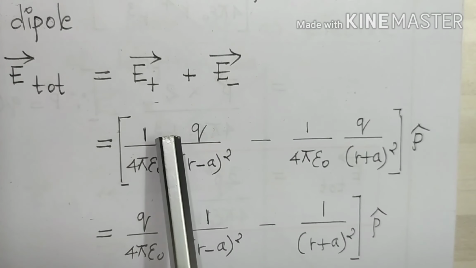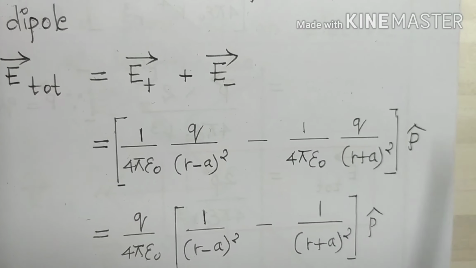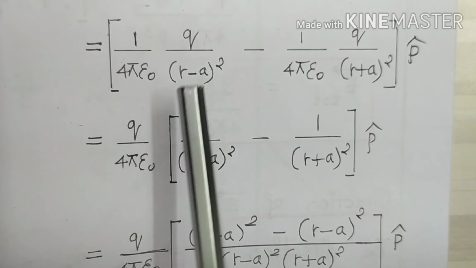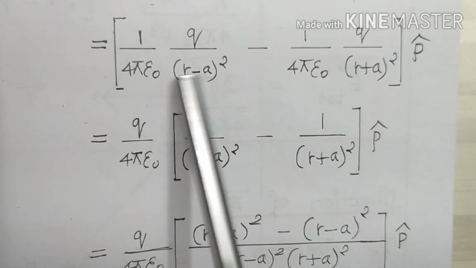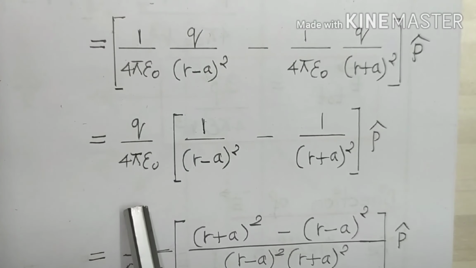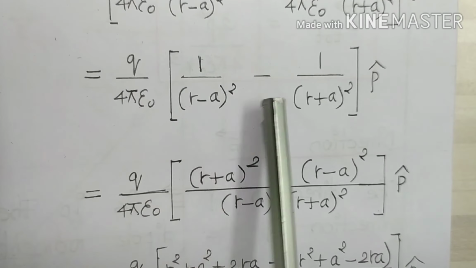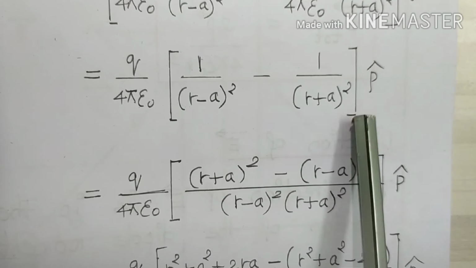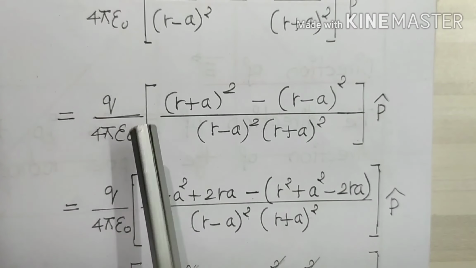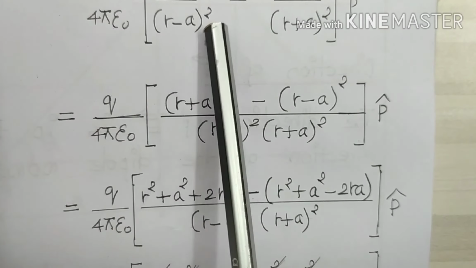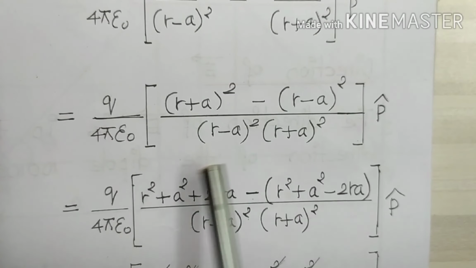That's why if we have taken E plus as plus, we need to take E minus as minus. So we have written that. In the next step, we have taken Q by 4 pi epsilon naught as common. So within the bracket we get 1 by (R minus A) whole squared minus 1 by (R plus A) whole squared, P cap. In the next step, we have taken the LCM for (R minus A) squared and (R plus A) squared. So how to calculate the LCM now?